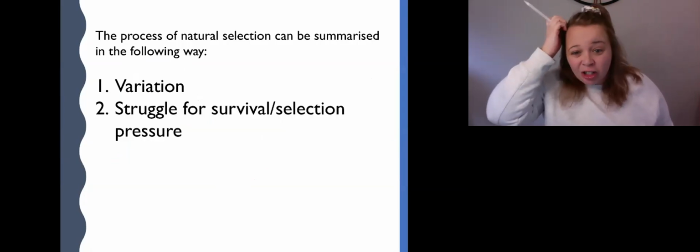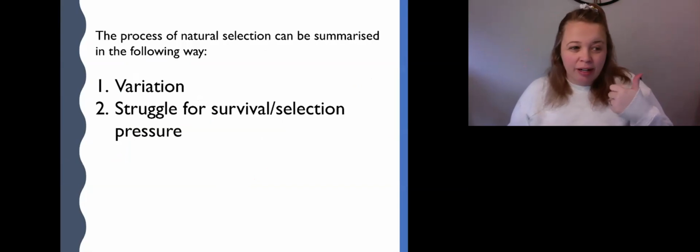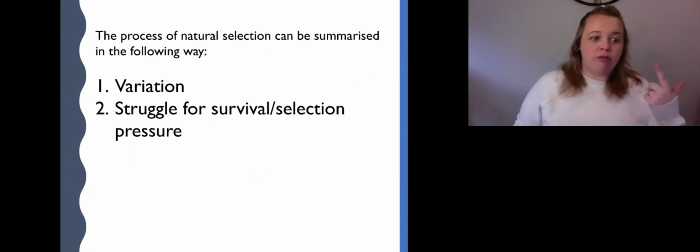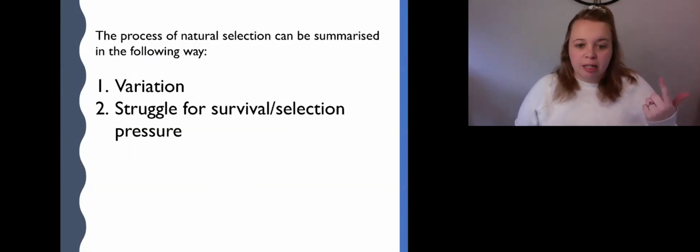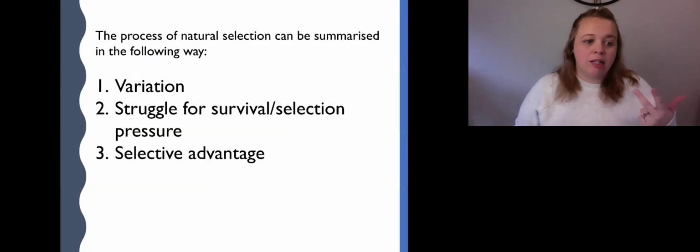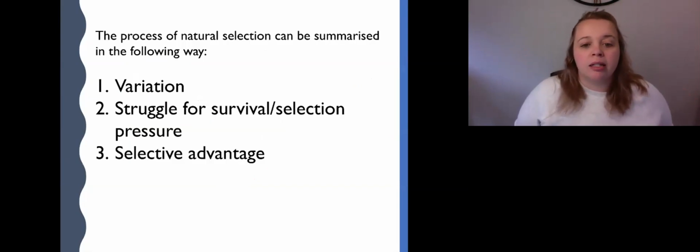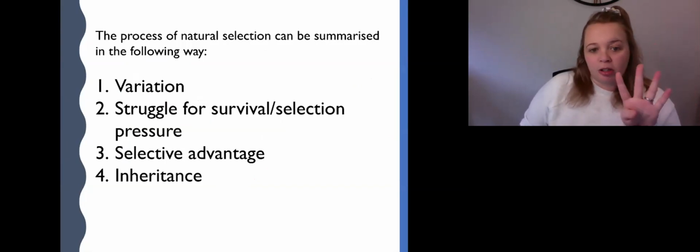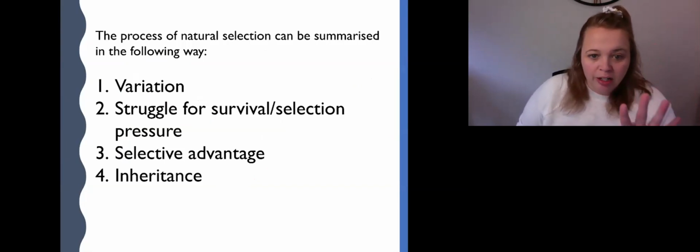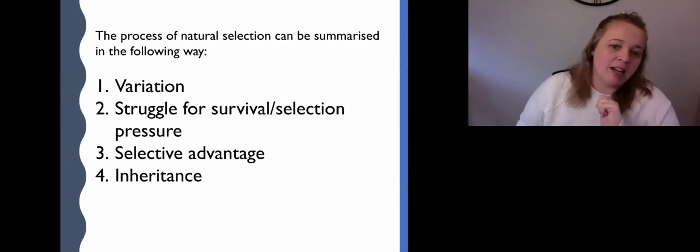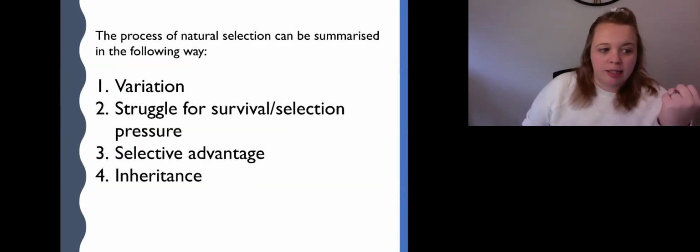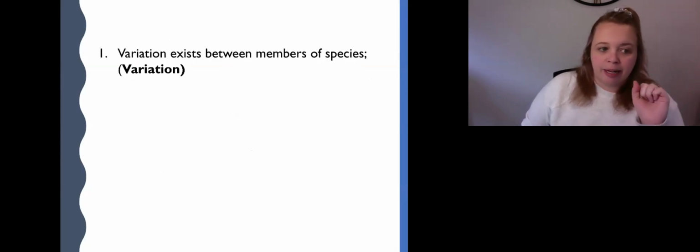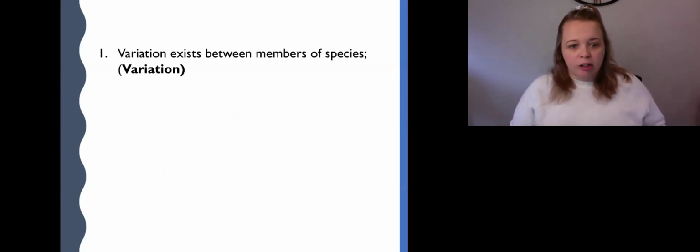So we go with variation first. You have to have variation. Then we go for a struggle for survival, or there's going to be a selection pressure that acts upon things. There has to be someone that has a selective advantage in your population. And then the last bit has to do with inheritance. So 4 stages, 4 dot points. Any natural selection question, come back to these things. So we've got variation, selection pressure, selective advantage, and then inheritance. Bang. So let's have a look at the first one.